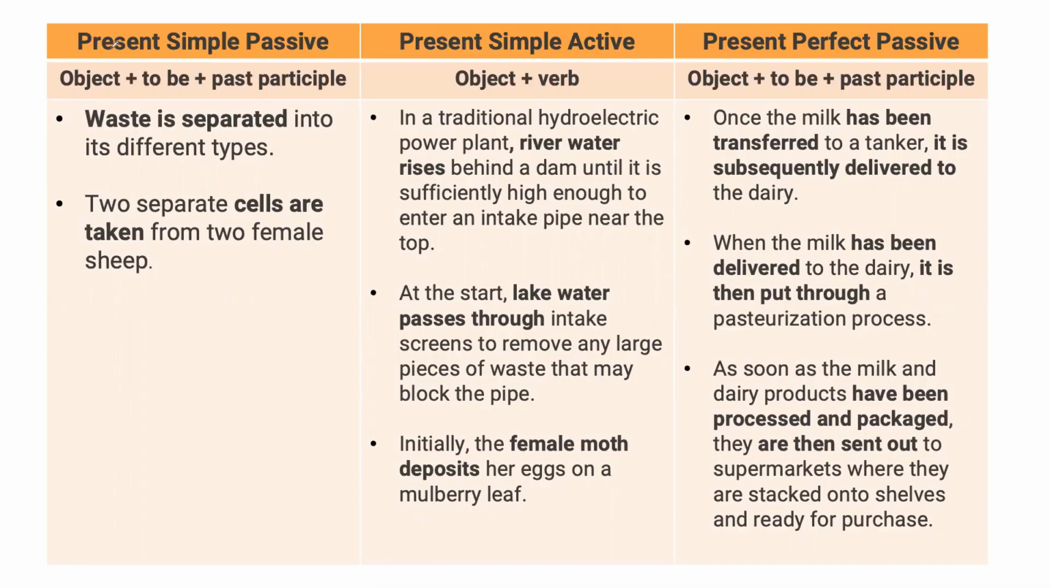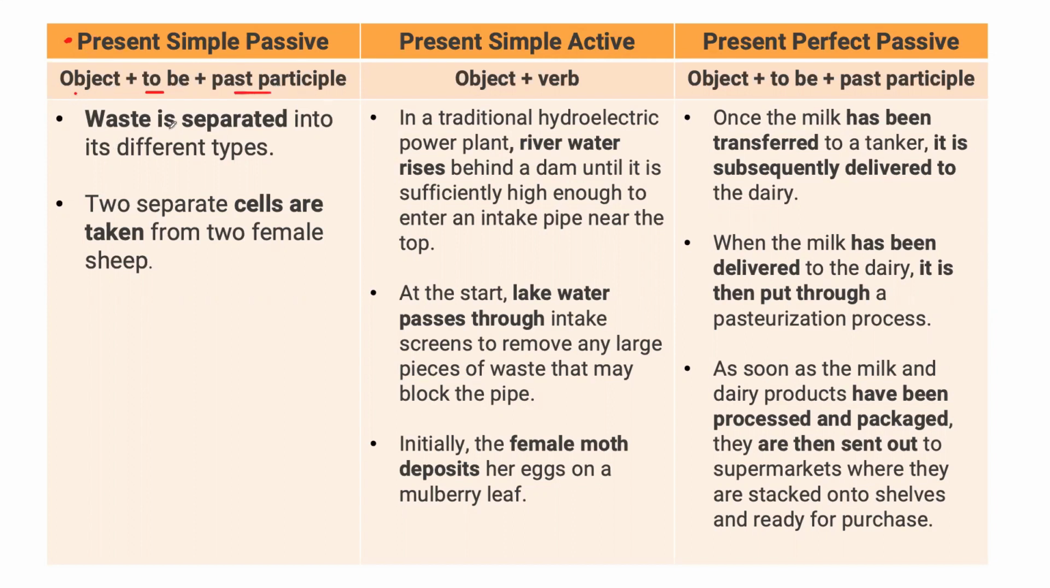And here we are. These are the three most common tenses, active and passive, that you're going to use when it comes to this essay. So first, let's go ahead and look at the present simple passive. This is going to be used when the action is more important than the person who completes it. So for that, we have this formula: the object plus the verb to be plus the past participle. So let's look at a couple of examples.